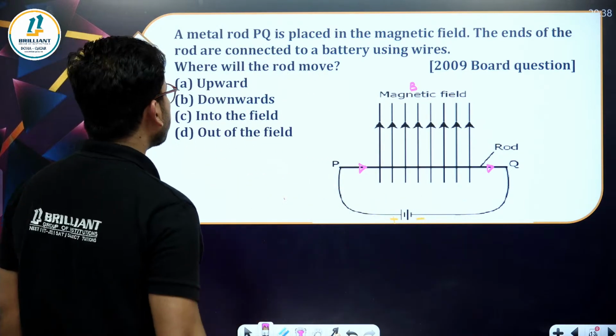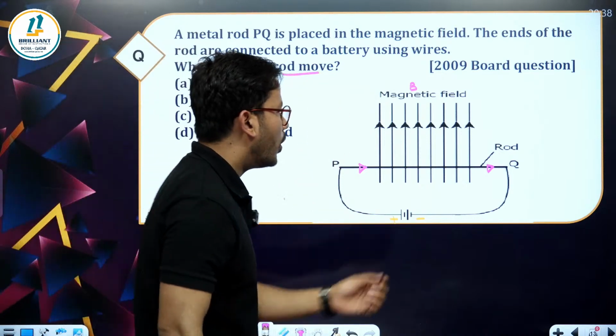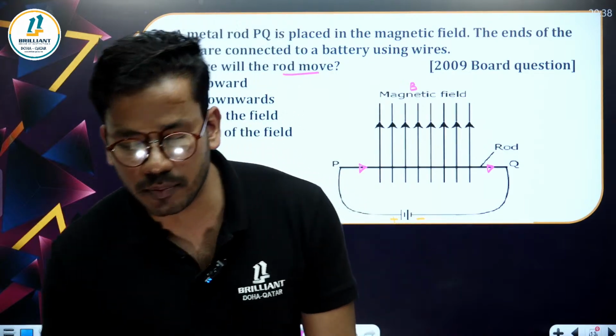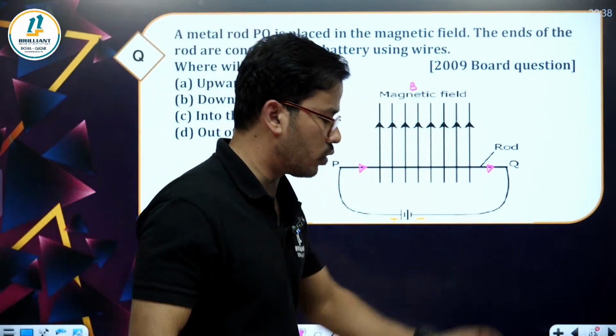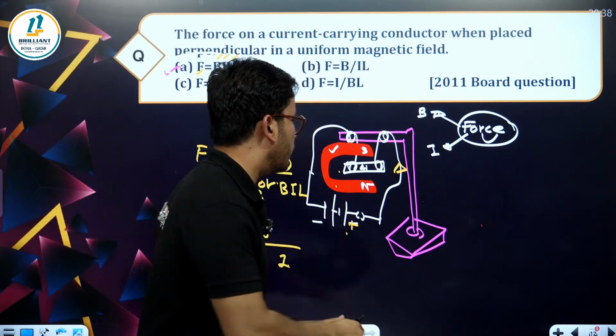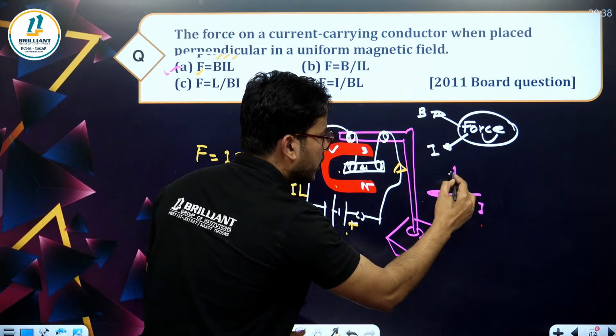Now they are asking, where will this rod move? The rod will start moving towards the force. Do you remember in the previous question? You have magnetic field, you have current. This was the direction for current and this is the direction for magnetic field.